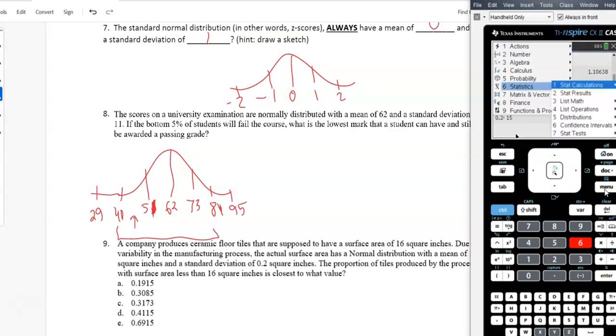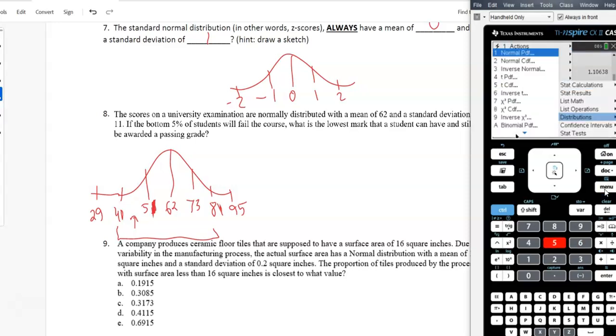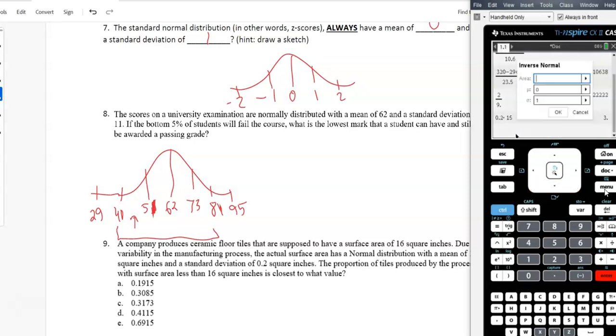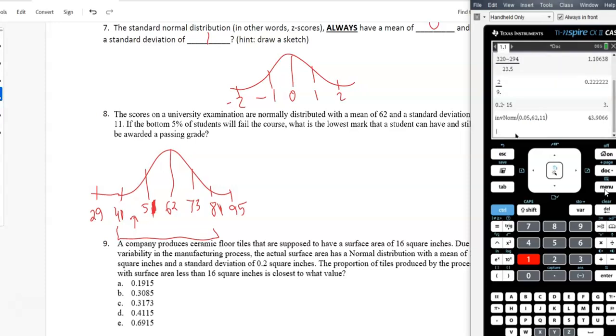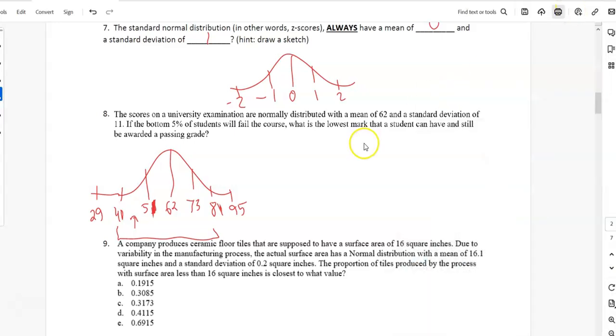So menu 6, 5, 3. In this case, inverse norm always works to the left. So what percentage do you want to the left? In this case, we want the bottom 5%, so 0.05. The mean is 62. The standard deviation was 11. And so we get 43.9, probably 44 will be awarded a passing grade, basically.